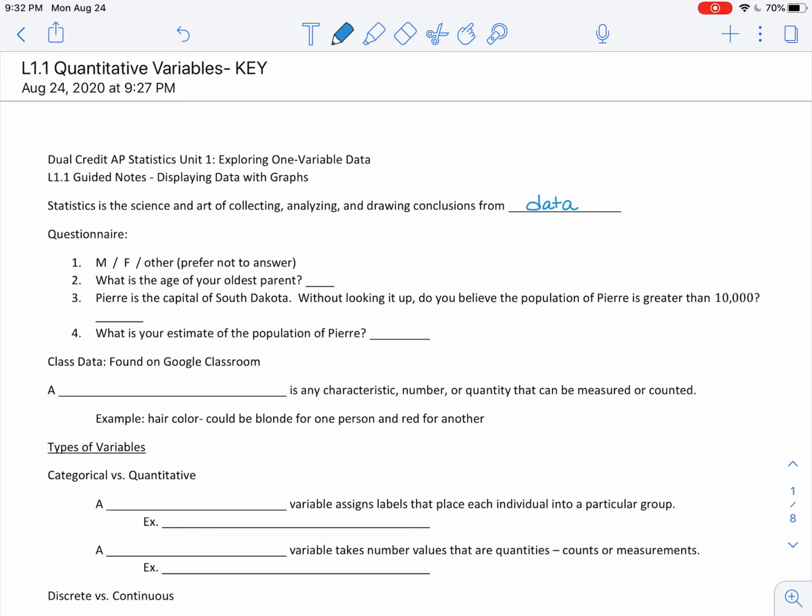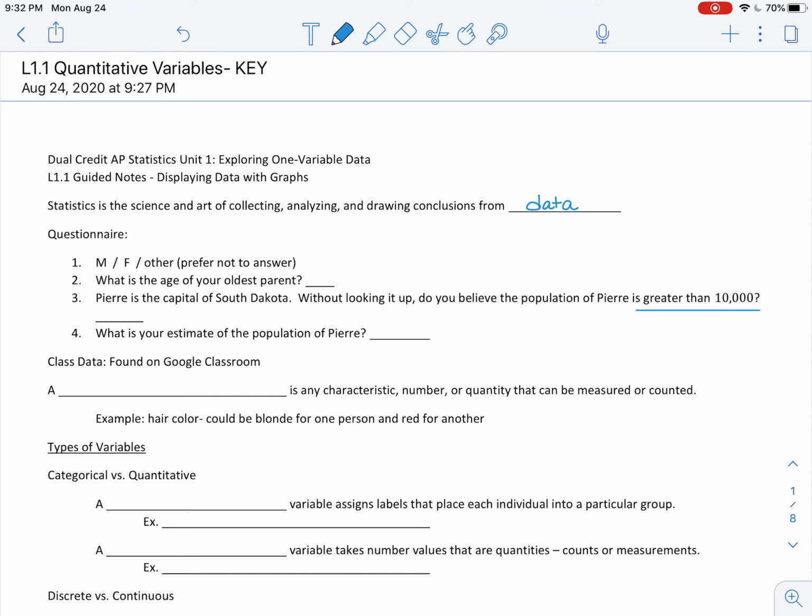So this is the 4-question survey that I had you take. I asked your gender and I asked the age of your oldest parent. And then this question actually was different depending on the hour that you were in. So for third hour students, I'm pretty sure yours said greater than 10,000 for the population of Pierre. Fifth hour, I changed that to greater than 100,000.